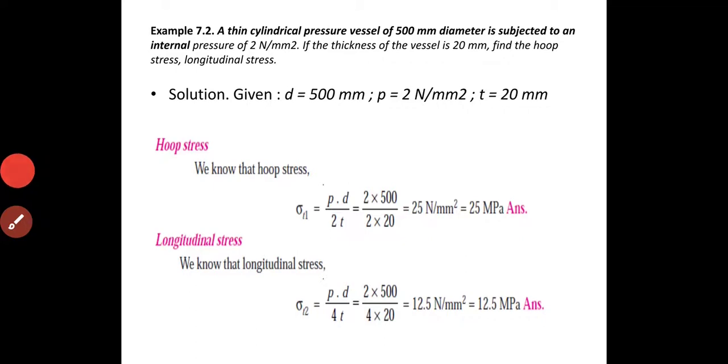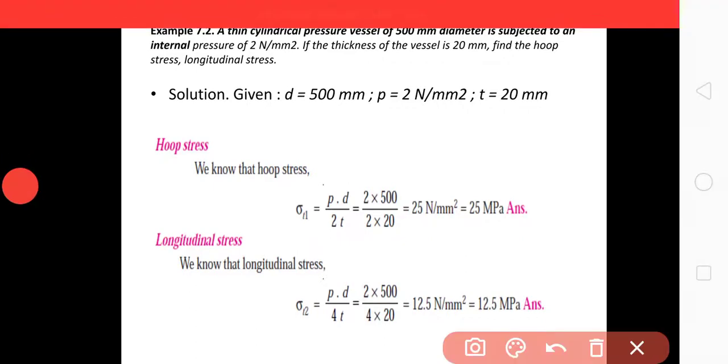Again, one more example. A thin cylindrical pressure vessel of 500 mm diameter is subjected to an internal pressure of 2 Newton per millimeter square. If the thickness of the vessel is 20 mm, find the hoop stress and longitudinal stress. Hoop means circumferential stress. So the solution: given diameter 500 mm, P 2 Newton per millimeter square, T 20 mm.